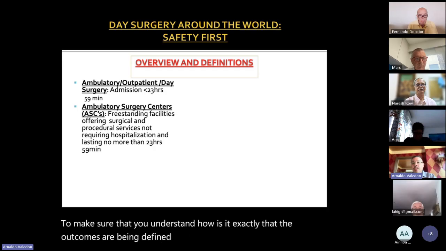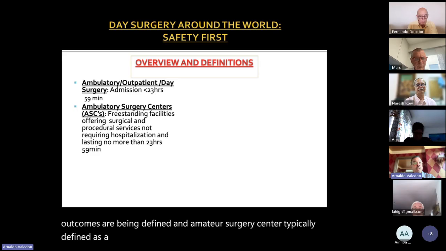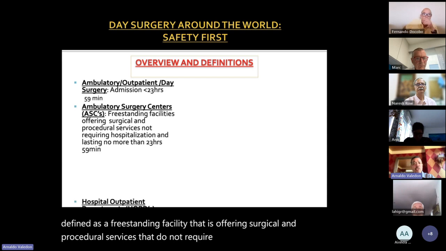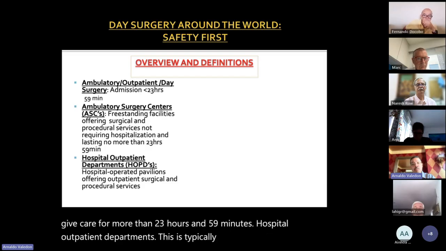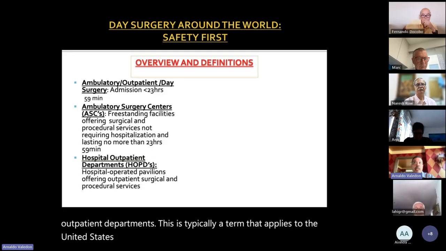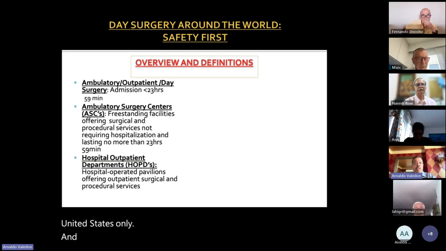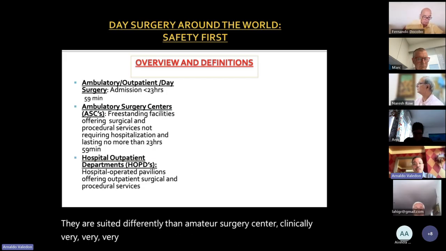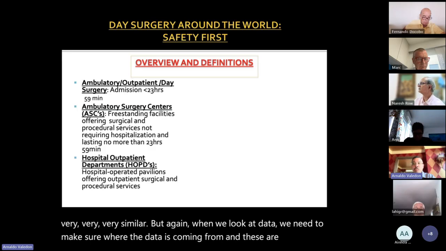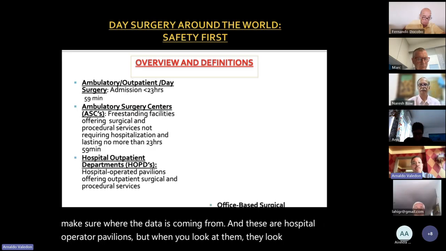An ambulatory surgery center is typically defined as a freestanding facility that offers surgical and procedural services that do not require hospitalization and does not give care for more than 23 hours and 59 minutes. Hospital outpatient departments, this is typically a term that applies to the United States only. And in terms of licensing and regulations, they are treated differently than an ambulatory surgery center. Clinically, very, very similar. But again, when we look at data, we need to make sure where the data is coming from. These are hospital-operated pavilions, but when you look at them, they look exactly like an ambulatory surgery center.